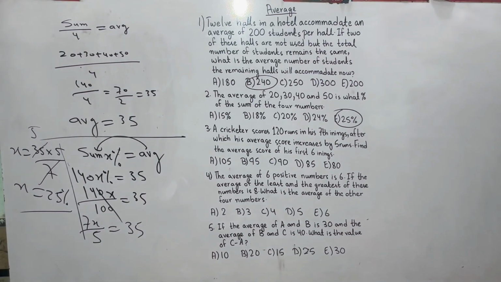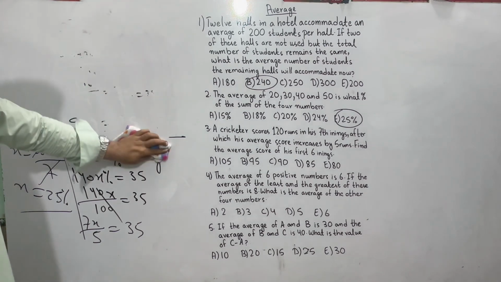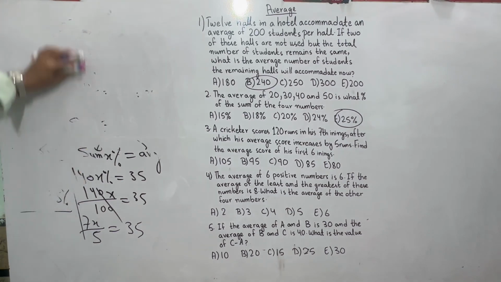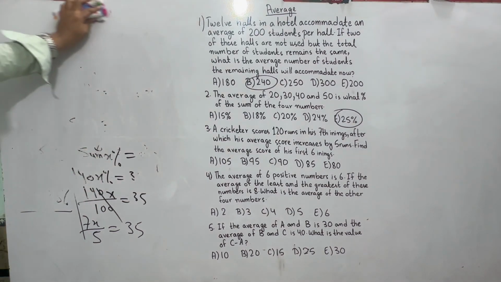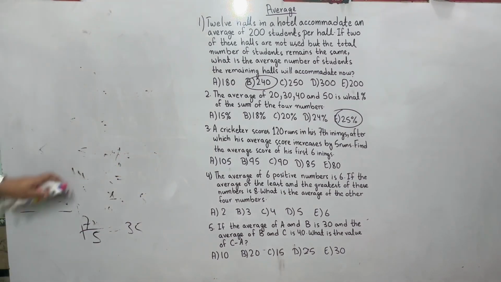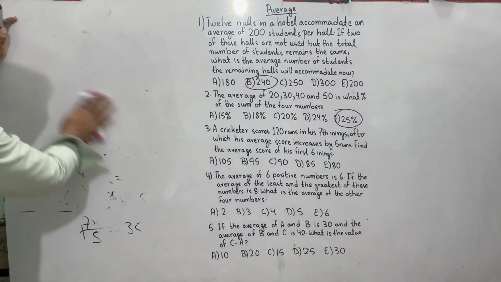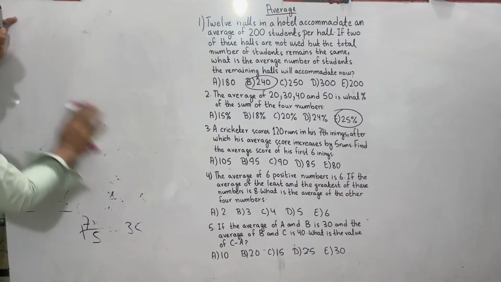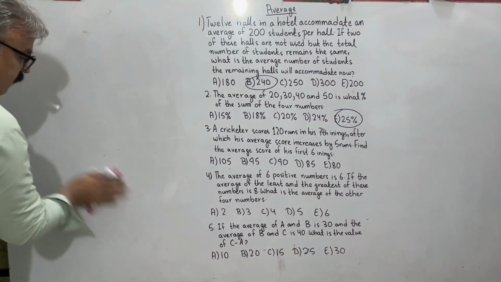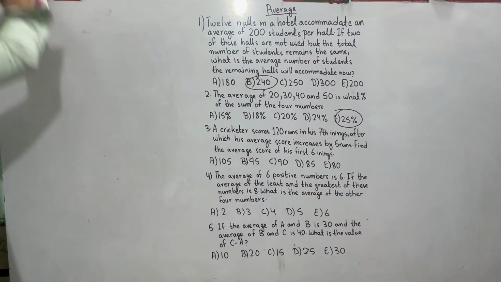Moving one step further. A cricketer, they should have written a batsman, scores 120 runs in his seventh inning, after which his average score increases by 5 runs. Find the average of the first 6 innings. Prior to the 120 runs, what has he scored on average for the first 6 innings?